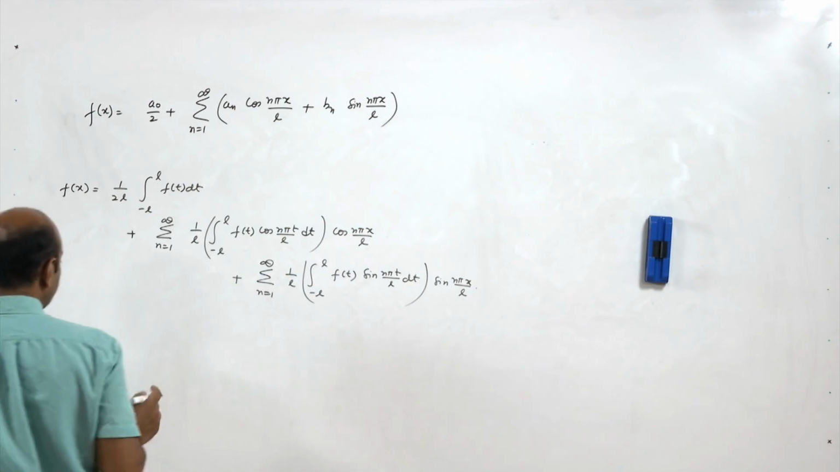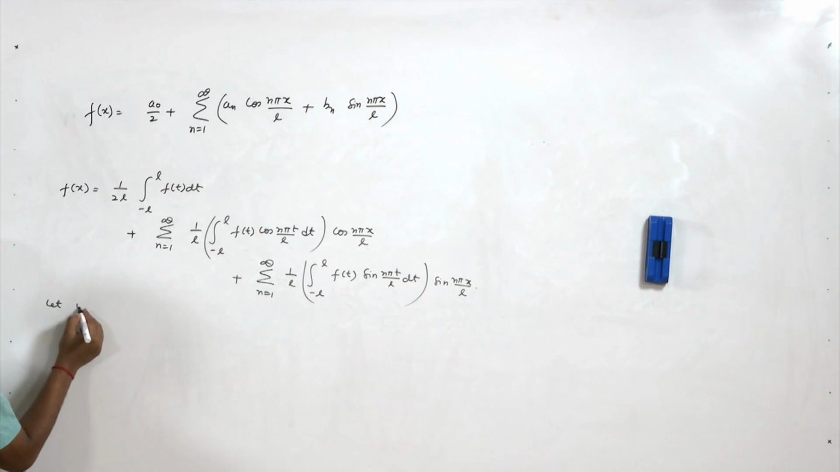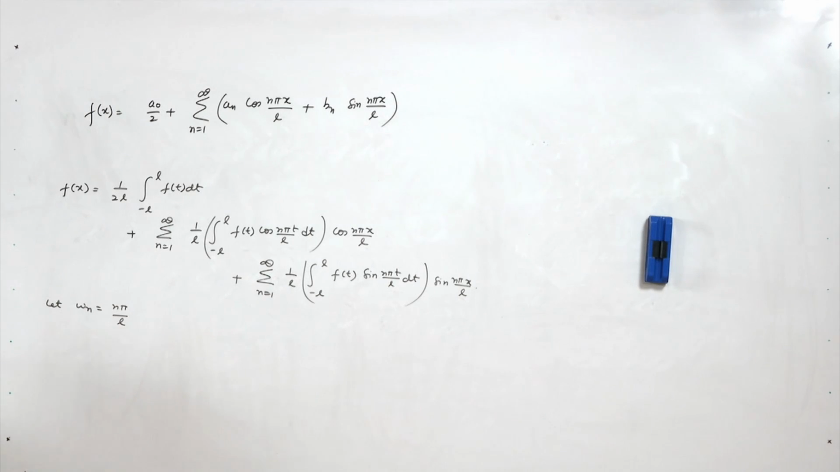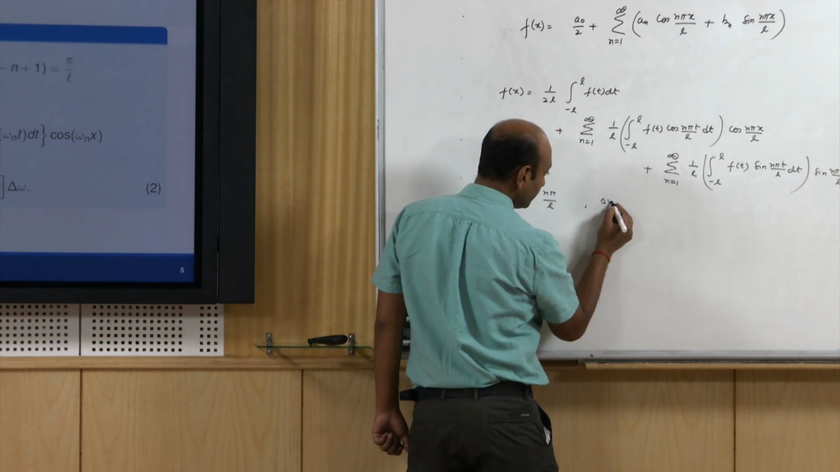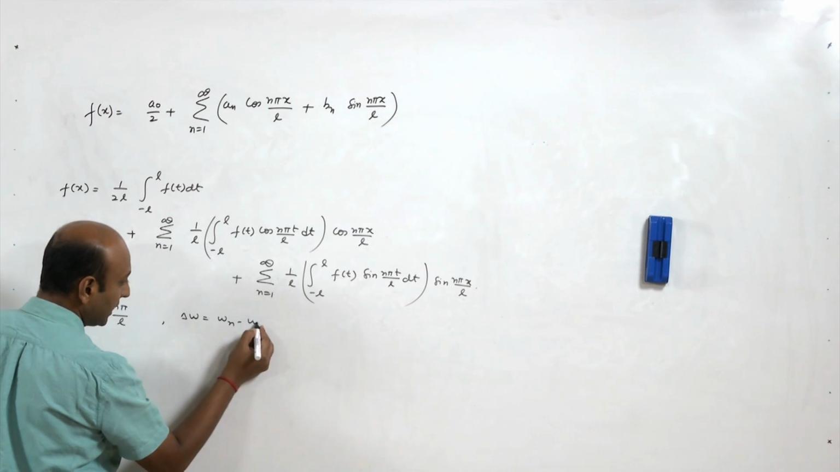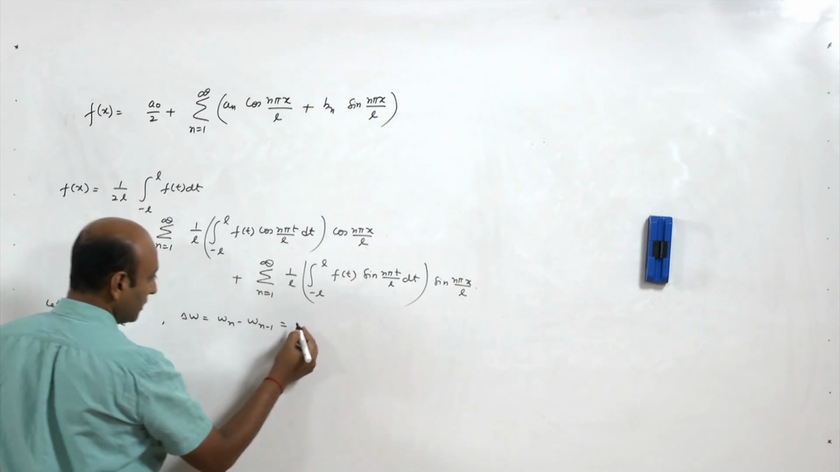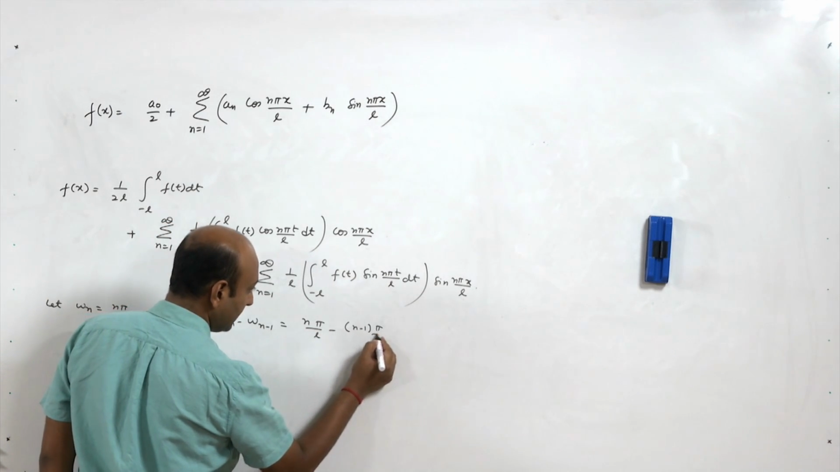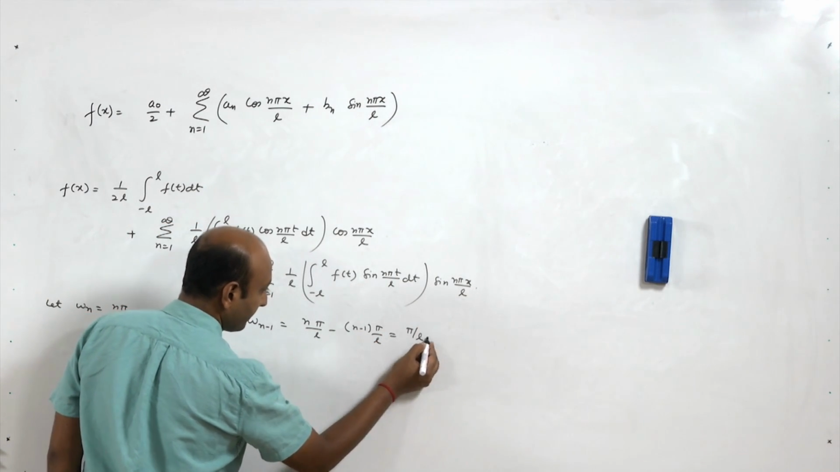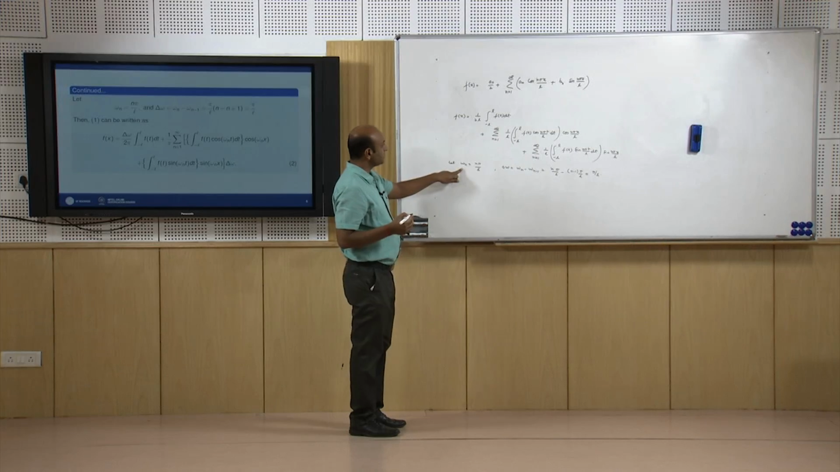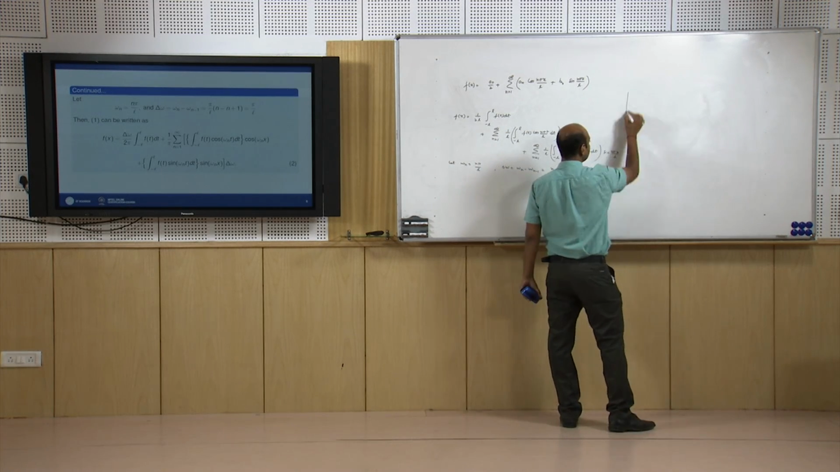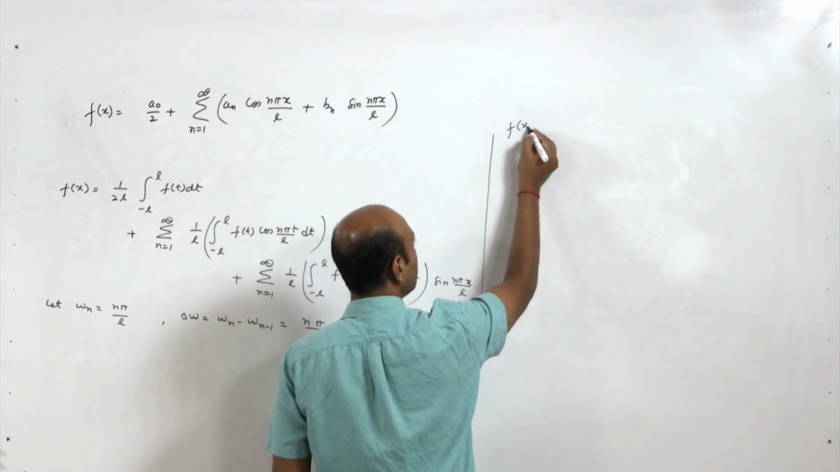Now, let us suppose omega_n is n pi by L. So, what will be delta omega? Delta omega is omega_n minus omega_(n-1), which is nothing but n pi by L minus (n minus 1) pi by L, which is pi by L. So, let us substitute these terms in this expression. What f(x) will we obtain?